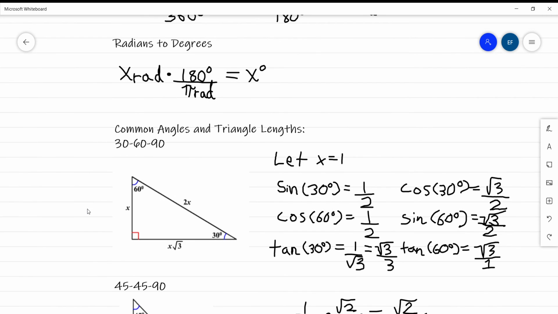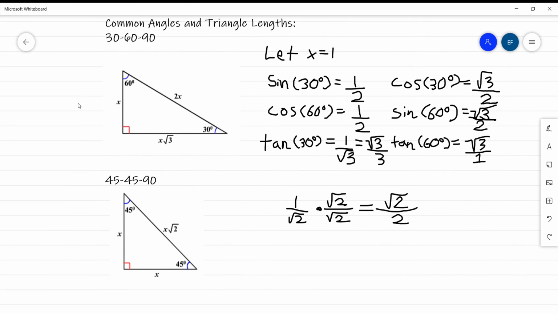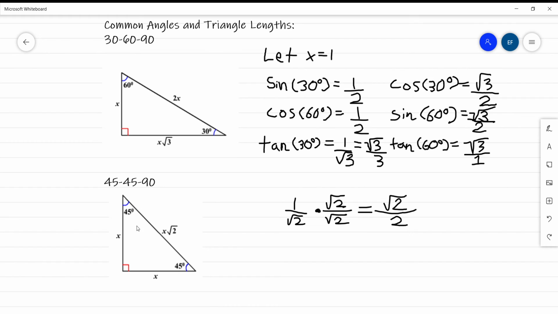So on your own, let's see if you can handle this. The 45, 45, 90 triangle. It's much beloved because it's simple. So let's take a moment and pause. Can you calculate the trig identities for this triangle?